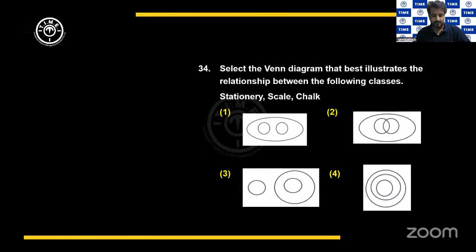What is given here? Select the Venn diagram that best illustrates the relation between the following classes: stationery, scale, and chalk. Which option matches with the correct one? First option. Outside is the stationery, inside is the scale, chalk. Because scale and chalk are both stationery things, but these two are two different things. So one.